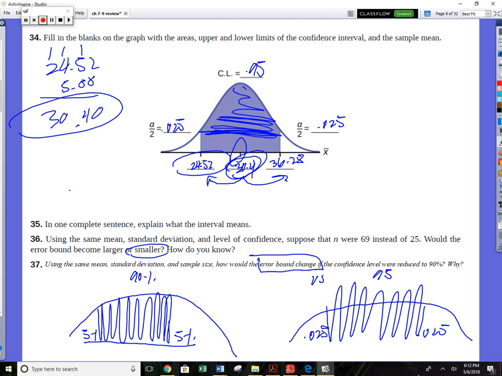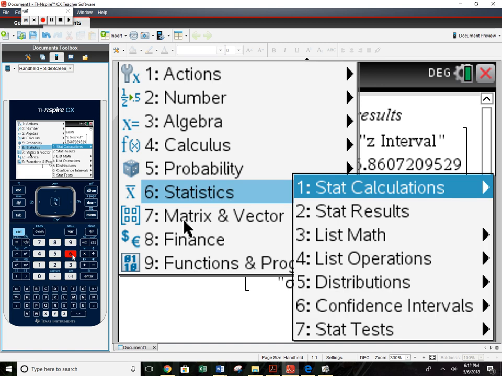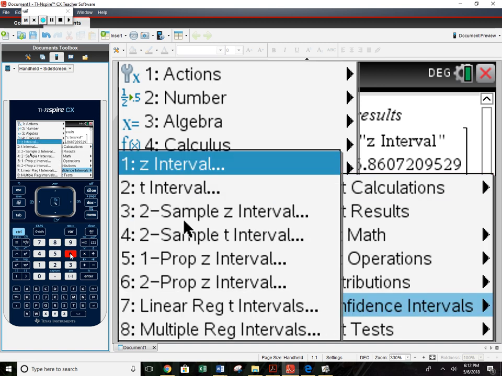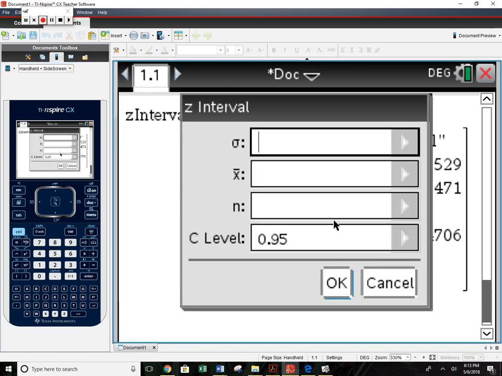So let's calculate. Let's run the stats on the calculator. We're going to change the confidence level to 90%. Here we go. Let's go menu 6. We are going to do a z-test from stats. Sigma is 15, X bar is 30.4. We're not changing the sample, we're just using 25. Okay, the confidence level, instead of 95, let's go 90.